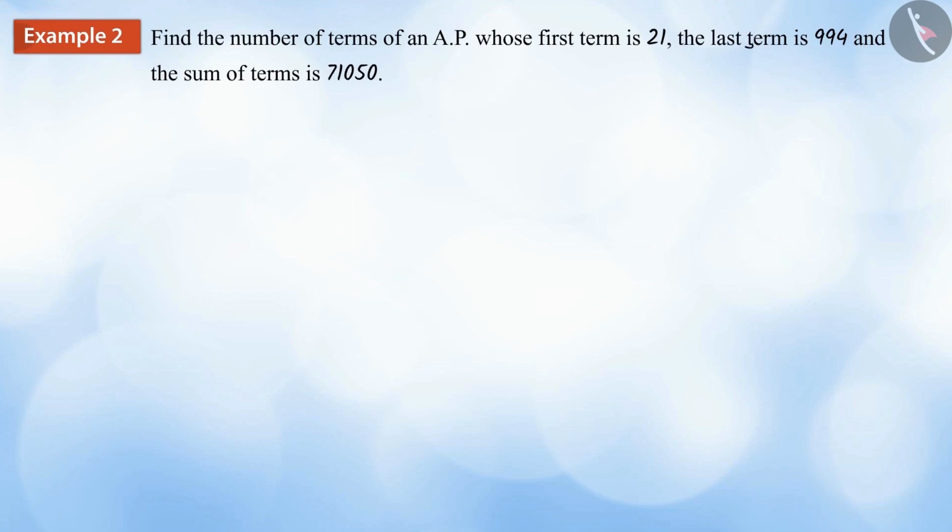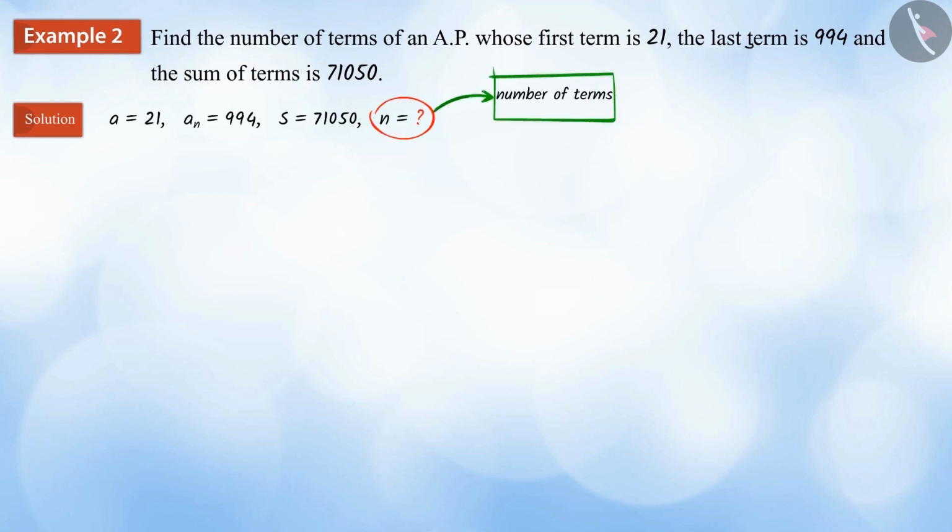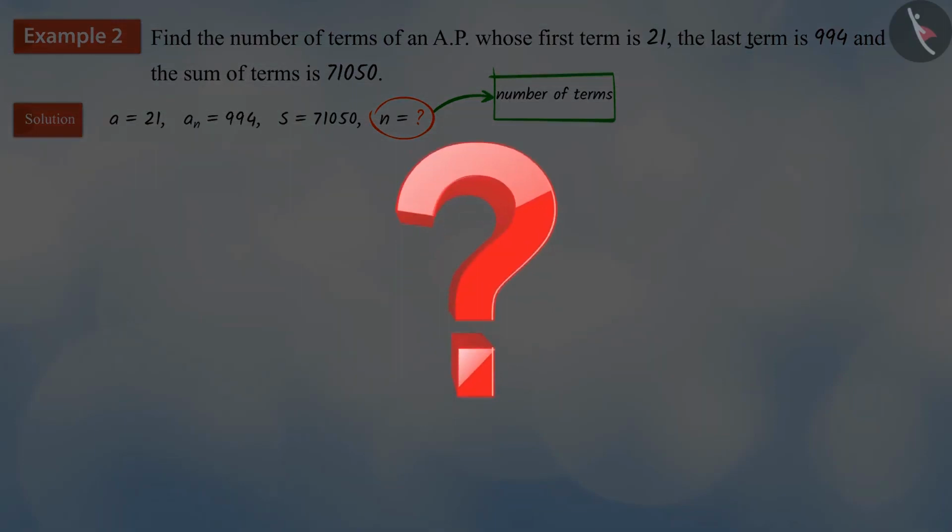Find the number of terms of an arithmetic progression whose first term is 21, the last term is 994, and the sum of terms is 71,050. As per the question, the first term of the arithmetic progression is a, the last term is an, and the sum of all the terms of the arithmetic progression is s, with the help of which we have to find the total number of terms n of the arithmetic progression.